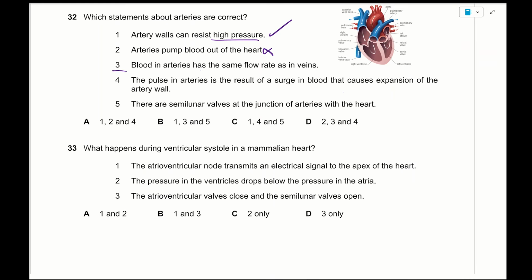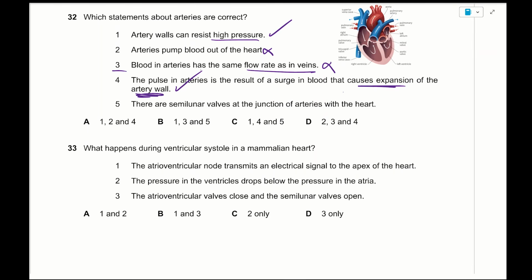3. Blood in arteries has the same flow rate as in veins. This is incorrect because as we are leaving the heart, the blood vessels with the fastest flow rate are the arteries, then the capillaries, then the slowest being the veins. Therefore, this is incorrect. 4. The pulse in arteries is the result of a surge in blood that causes expansion of the artery wall. This is correct.